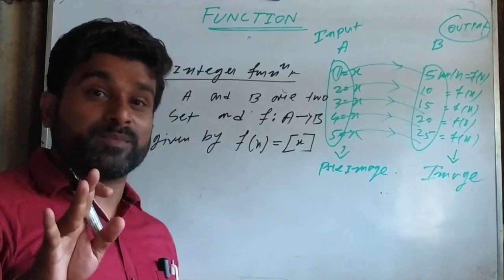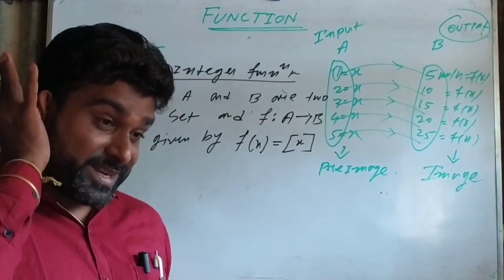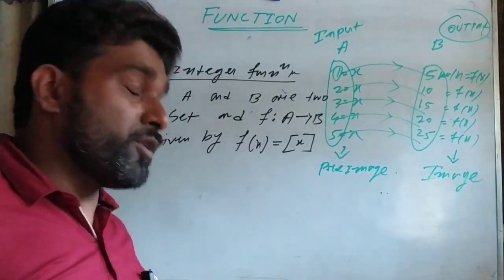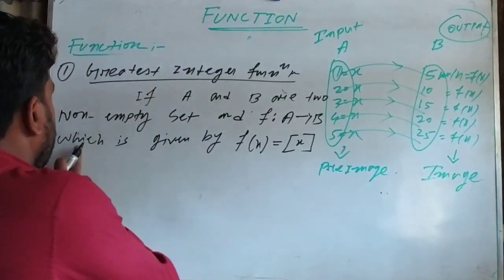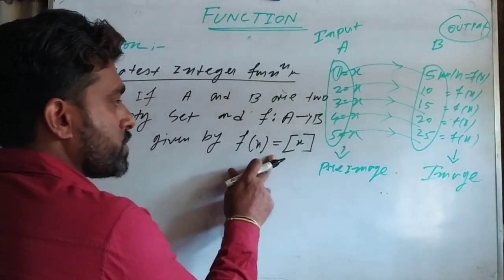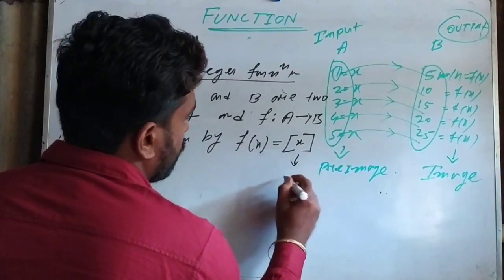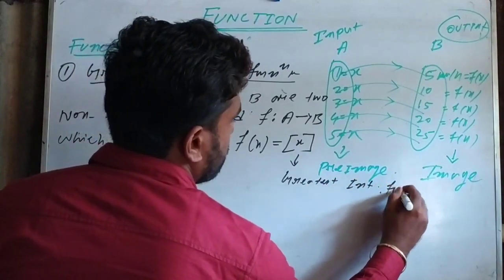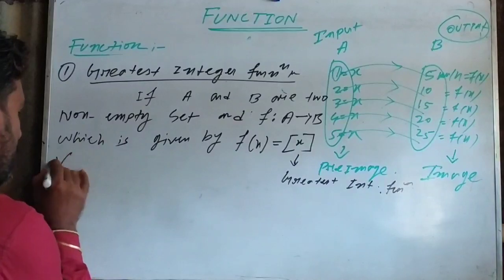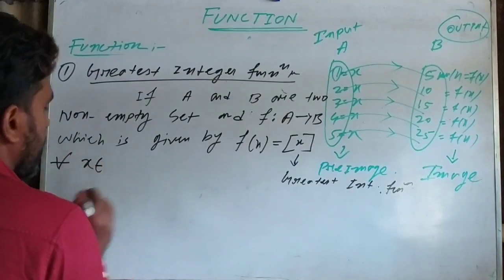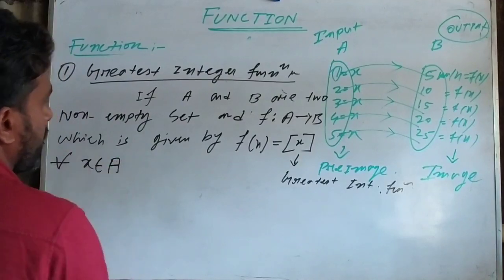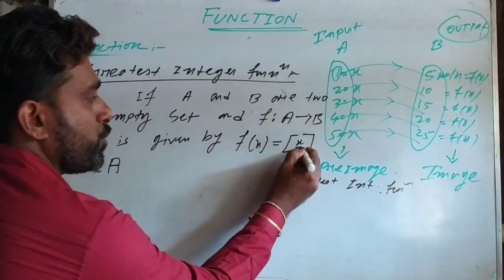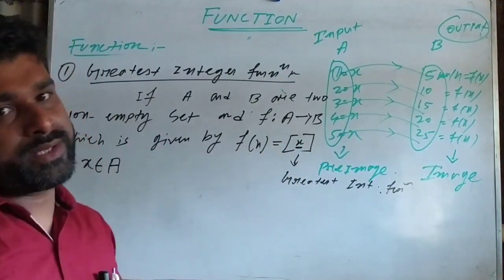This box will be used in the relation part. If this box is used in the relation part, then it will be an equivalence class. But in the function part, this will be the greatest integer function, which is given by fx equals box of x. ये box of x को बोला जाता है greatest integer function, for all values of x belongs to A. x का वैल्यू तुम जो भी चूज करो, x का वैल्यू यहाँ पर पुट करोगे, करने के बाद एक आंसर आएगा, वही आंसर आउटपुट होगा.